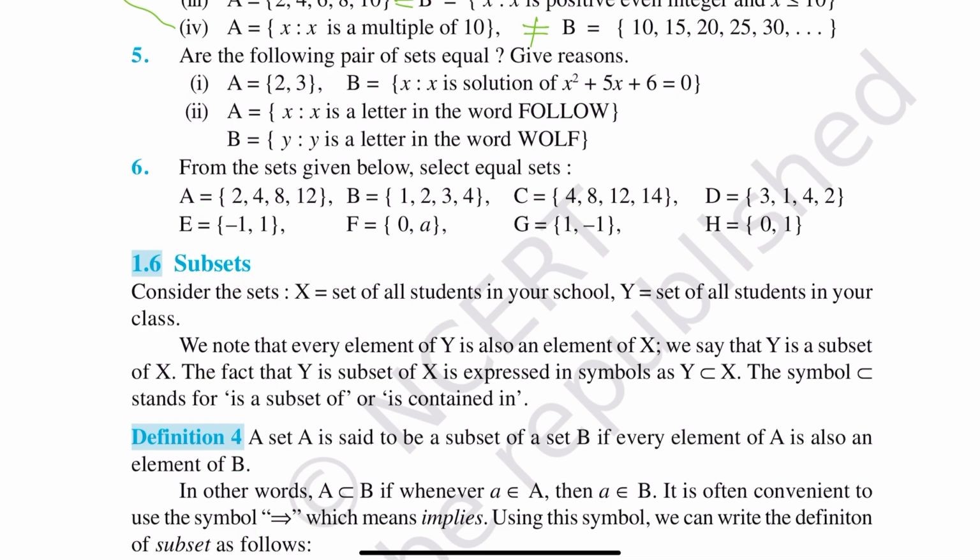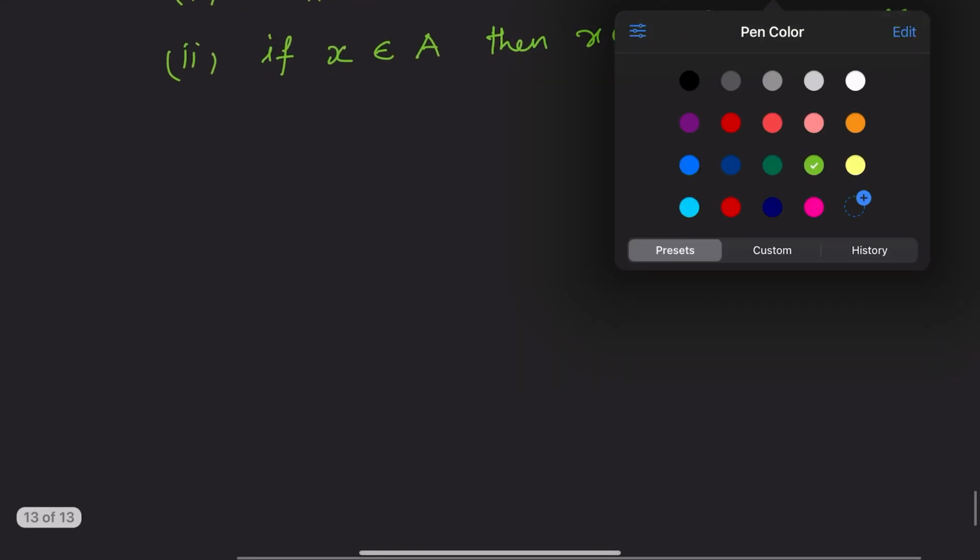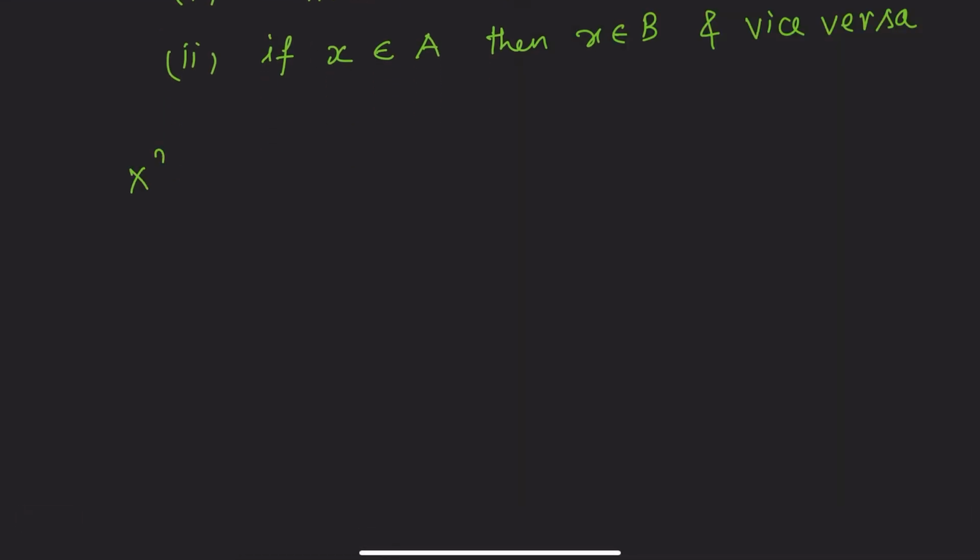फिफ्थ क्वेश्चन, आर द फॉलोइंग पेयर्स ऑफ सेट्स इक्वल, गिव रीजन्स. सो फर्स्ट सेट A is 2 and 3. Here B is given that x such that x is a solution of x square plus 5x plus 6 equal to 0. So we want to calculate which is the solution for this equation. So x square plus 5x plus 6 equal to 0. We want to calculate the solution of this equation.